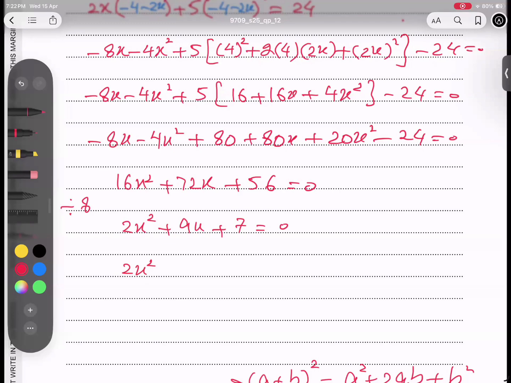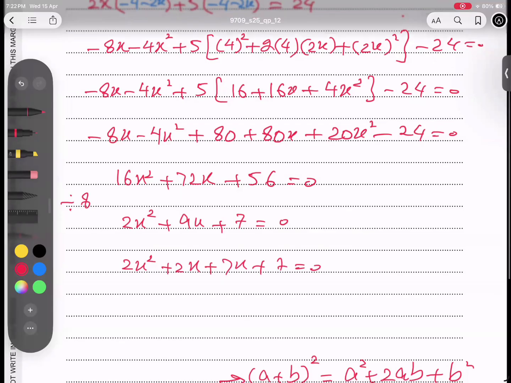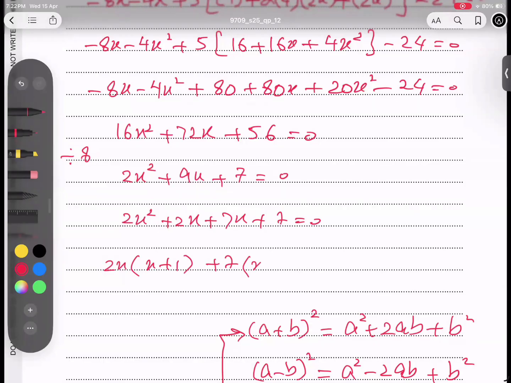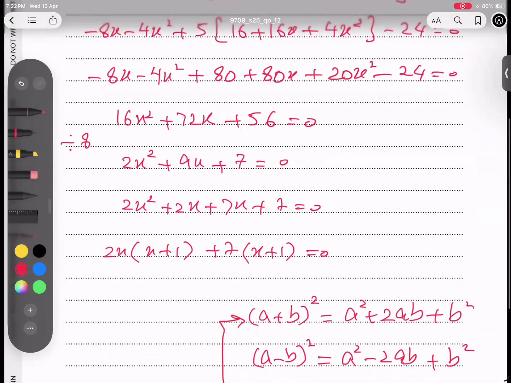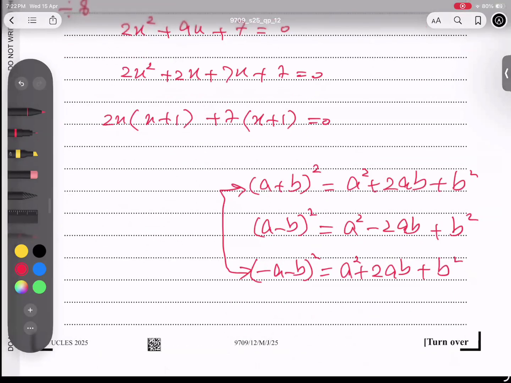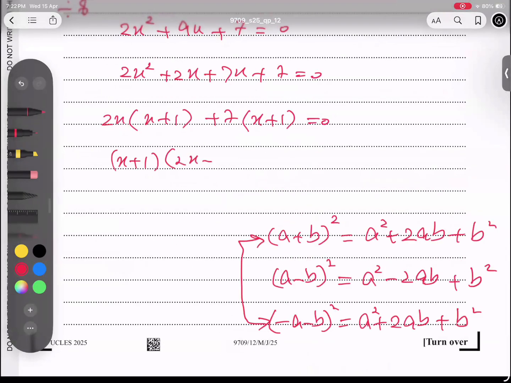72 divided by 8 is 9. And 7 2s are 14. And we have possible factors 2 and 7; 2 7s are 14, correct. Okay, now I can continue and take 2 common. I got x plus 1 and plus 7. I got x plus 1. And now I have two answers. Let me drag down. Now I have two answers, x plus 1 and 2x plus 7 is equal to 0. I have two options. One x answer is -1 and the other x is -7/2.